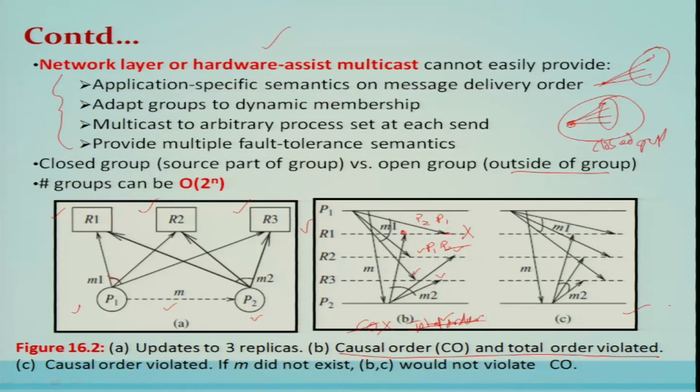Another scenario says that in all other sites P2 and then P1. So P2 is occurring first, then P1, so causal order is violated here in this particular scenario. We will discuss all these things in great detail in this part of the lecture.